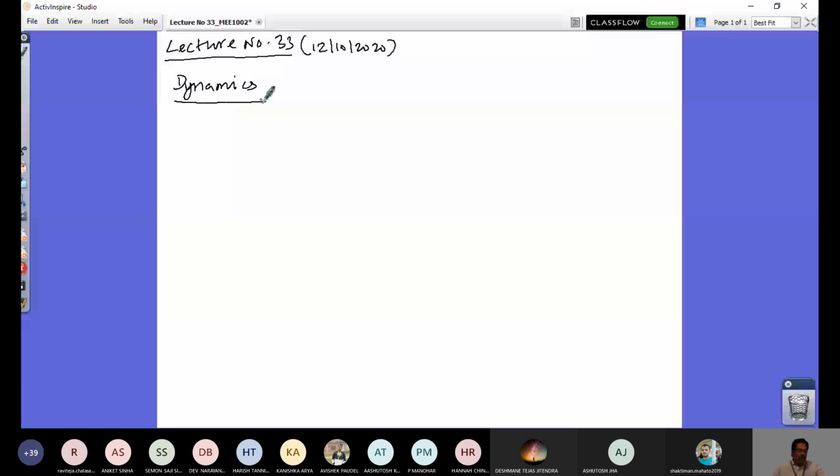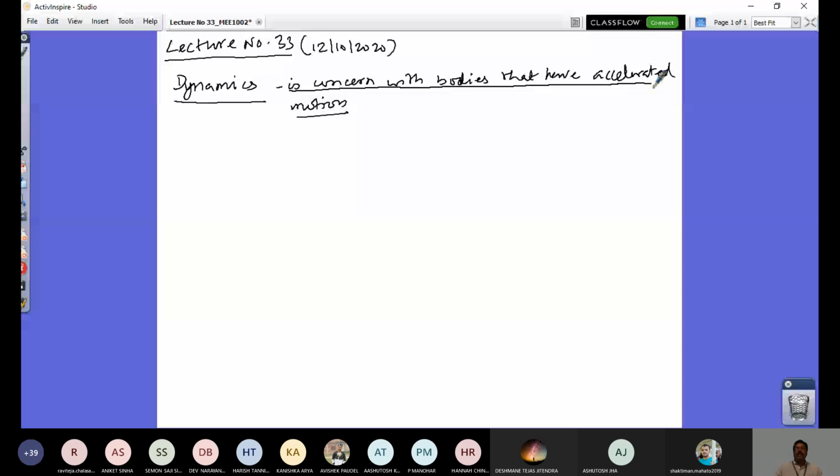So when I say dynamics, it is the motion of bodies which are under acceleration. Dynamics is concerned with bodies that have accelerated motion. Why do I have to write that? It is because if the motion exists but it doesn't accelerate, you can't bring that into the case of dynamics. An example is straight line motion with constant velocity, which is as good as non-accelerated motion of a body.